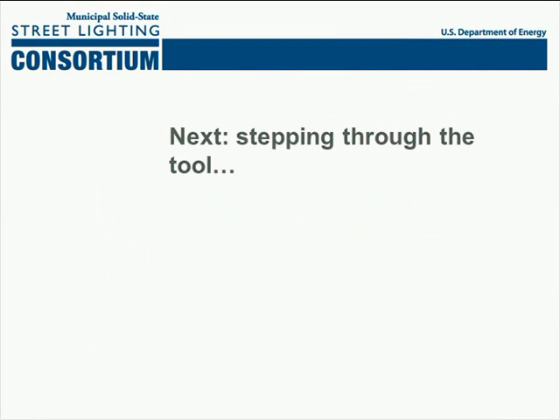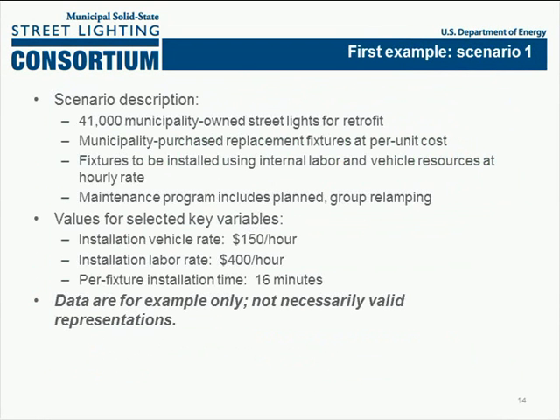Okay, now I want to step through a couple of examples now that we have a little bit better idea, hopefully, of how the tool is organized. In this first example, we're going to assume that the city owns 41,000 streetlights and it potentially wants to retrofit those with LEDs. And the city is going to purchase the replacement fixtures at a per unit cost. And these fixtures are going to be installed using the city's own labor and vehicle resources at an hourly rate. And one final detail is that this particular city employs a maintenance program that includes planned group relamping rather than spot relamping upon failure of lamps.